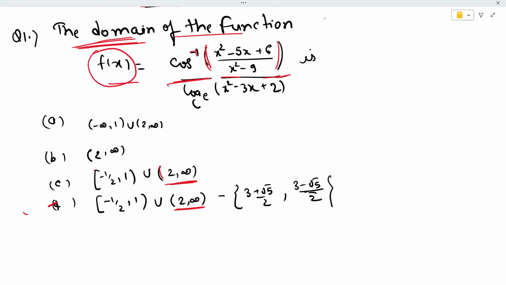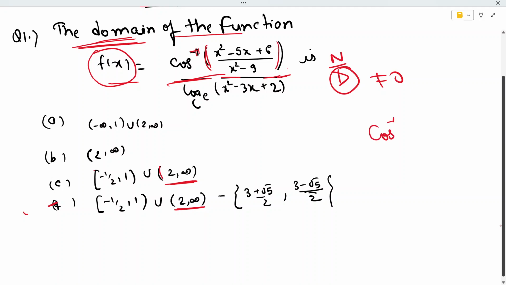So let's start. You have to evaluate the domain of the function. We know that in numerator upon denominator, the denominator should not be equal to 0 if the function is to be well defined. First thing, what functions are here? Cos inverse. Just remember this: cos inverse x, whatever is inside, cos inverse x is always defined between -1 to 1. We know this first property.